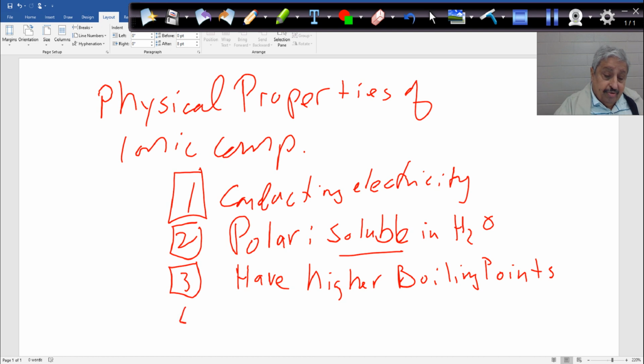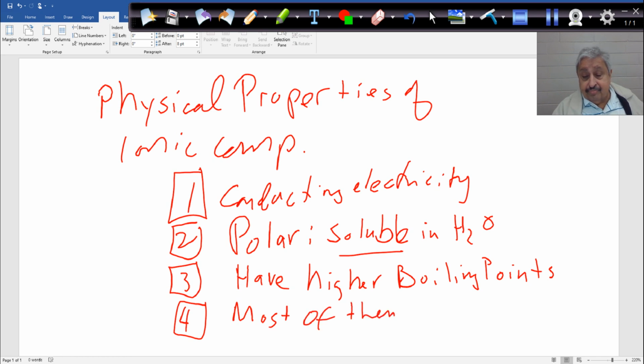Number 4, most of them are colorful. As we will see, the opposite holds for covalent compounds: they are not colored. They are white crystals, or they have no color. I will stop here. These are the most important features of ionic compounds, and then we'll come and look at covalent compounds. Thank you very much.